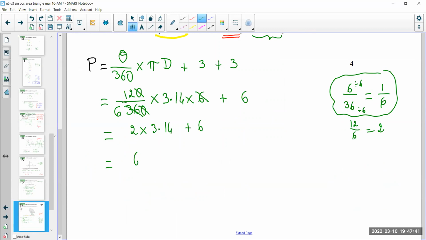6.28 plus 6. What is 6.28 plus 6? 12.28. I'm so annoyed with myself because I thought I'd done that one right and it took me ages, and I thought I got it, but I did area instead of arc length.